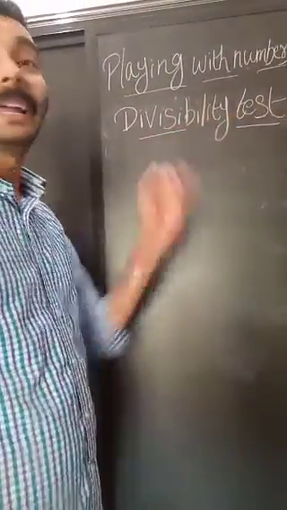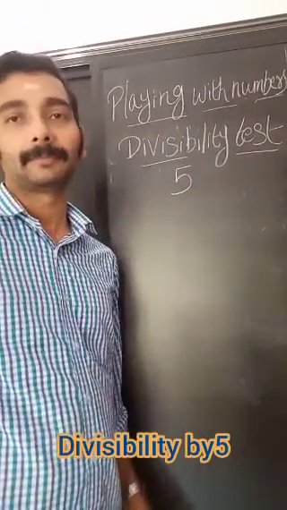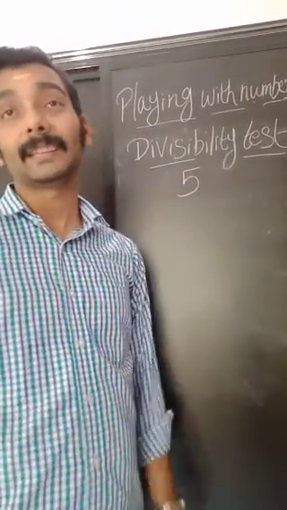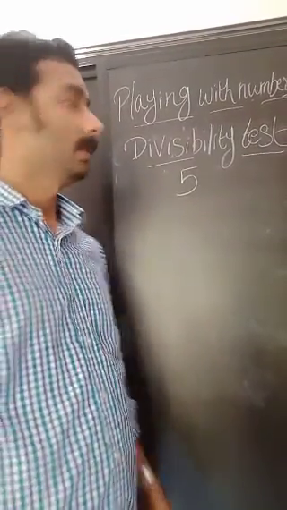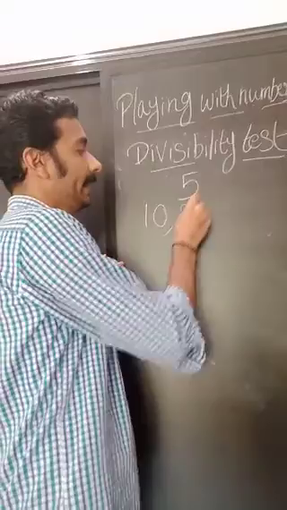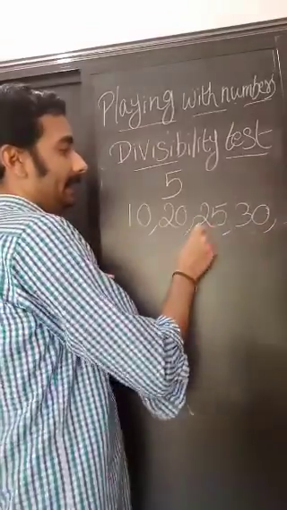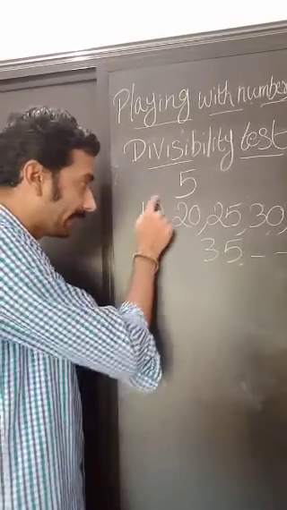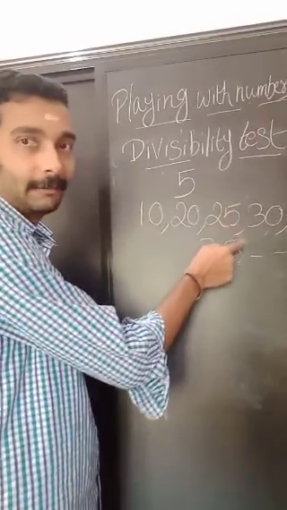Then another one is divisibility test by 5. The same as 10, but the number ends with 5 or 0. Examples are 10, 20, 25, 30, 35, like that. The unit place ends with 0 or 5.